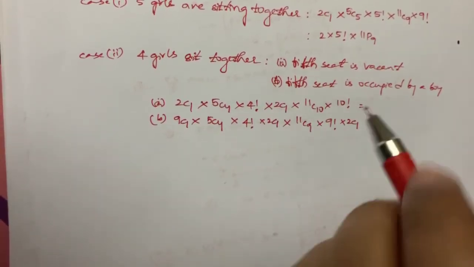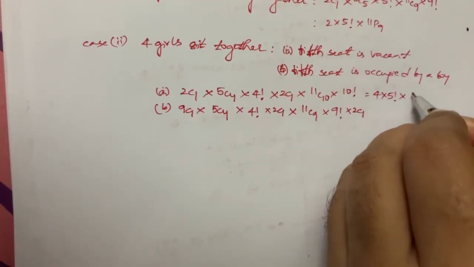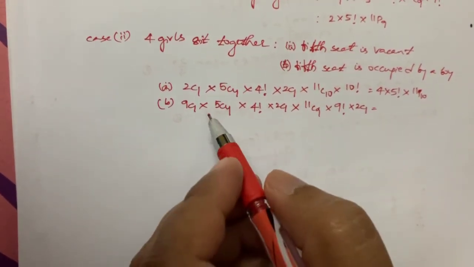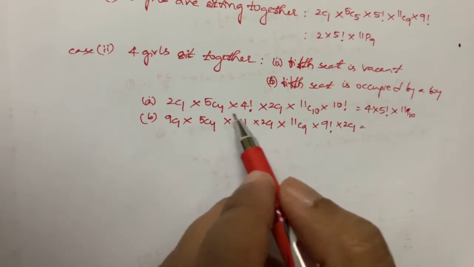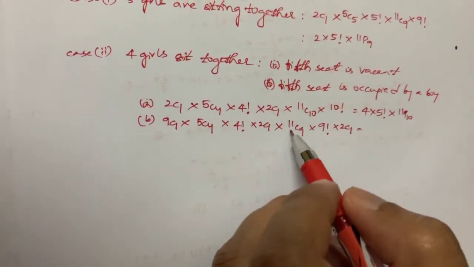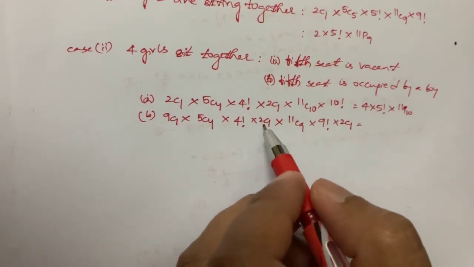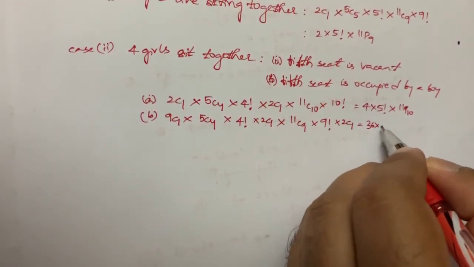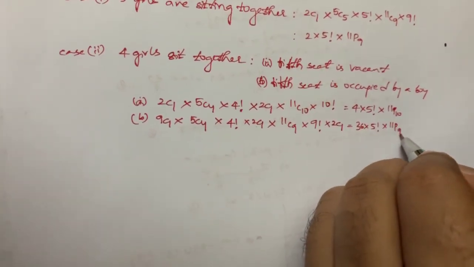So the first part is 4 into 5 factorial into 11P10. And for the second, 5C4 into 4 factorial is 5 factorial, and then 11P9 into 9 into 2 into 2, so it is 36. So 36 into 5 factorial into 11P9.